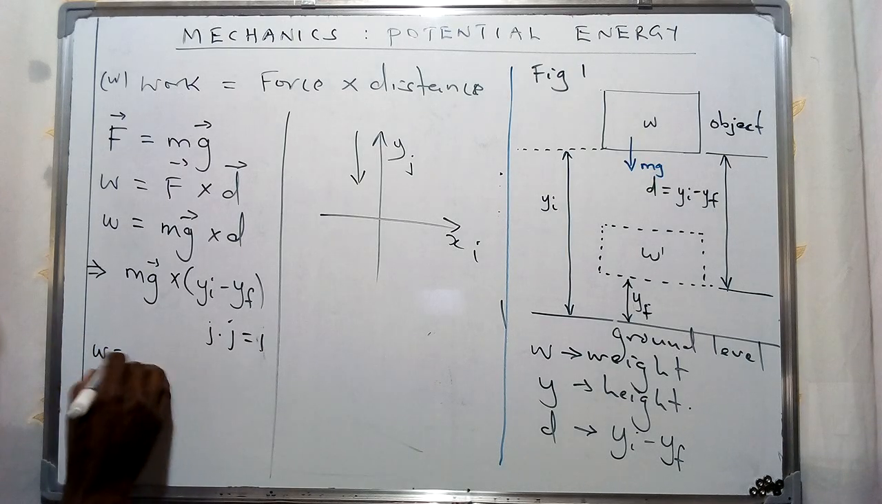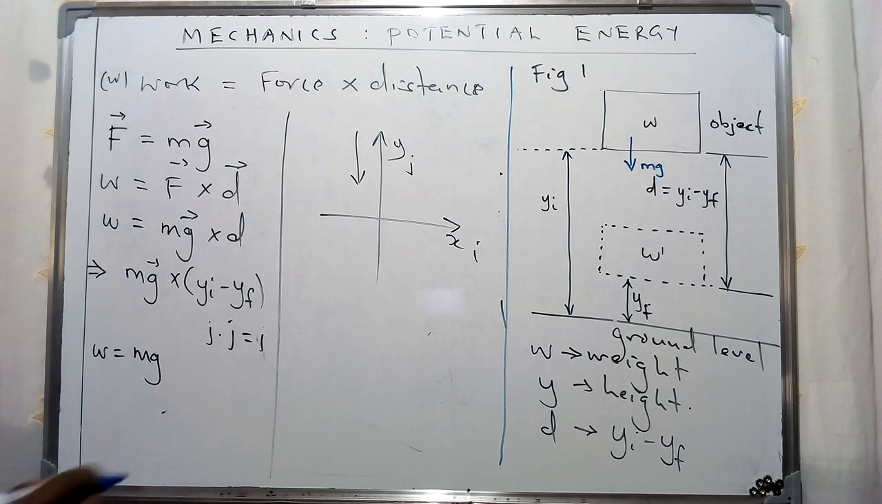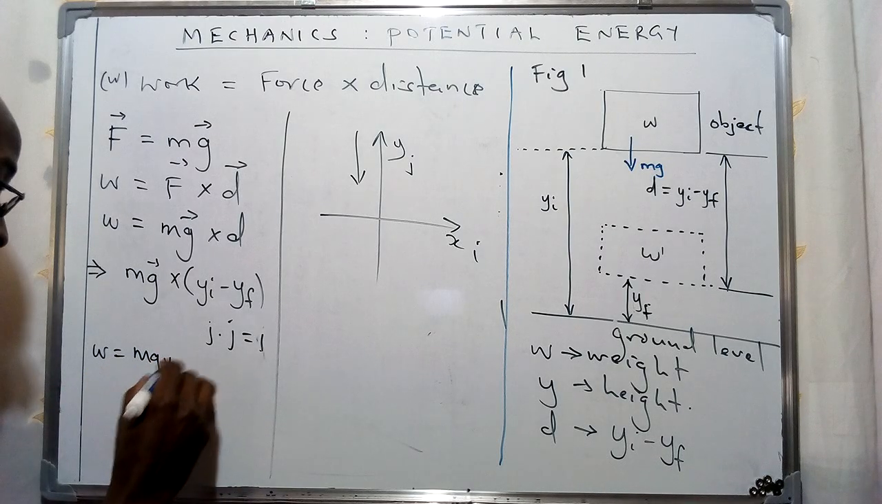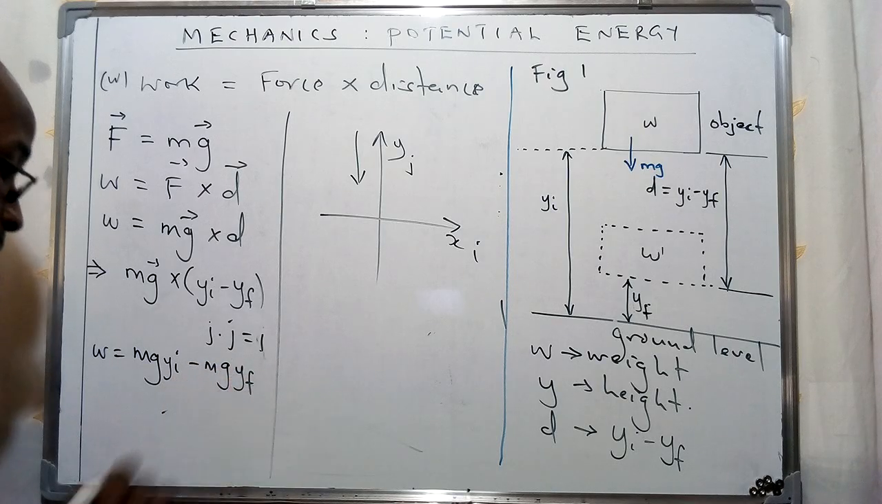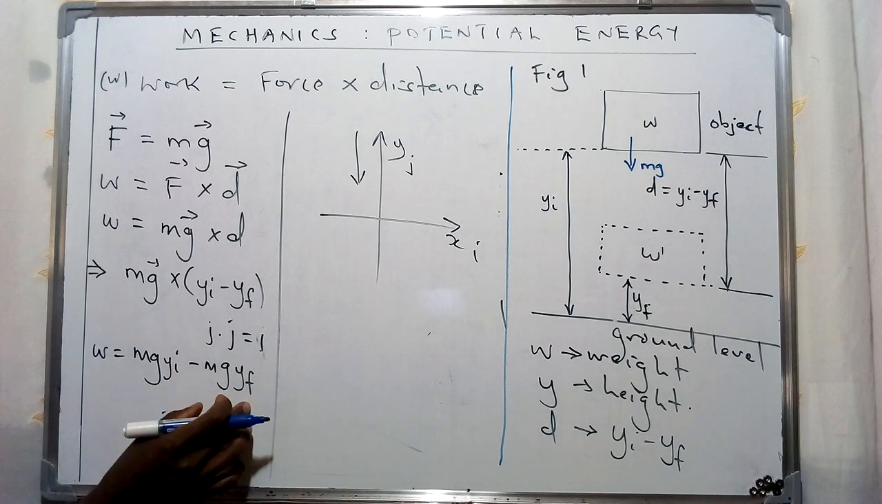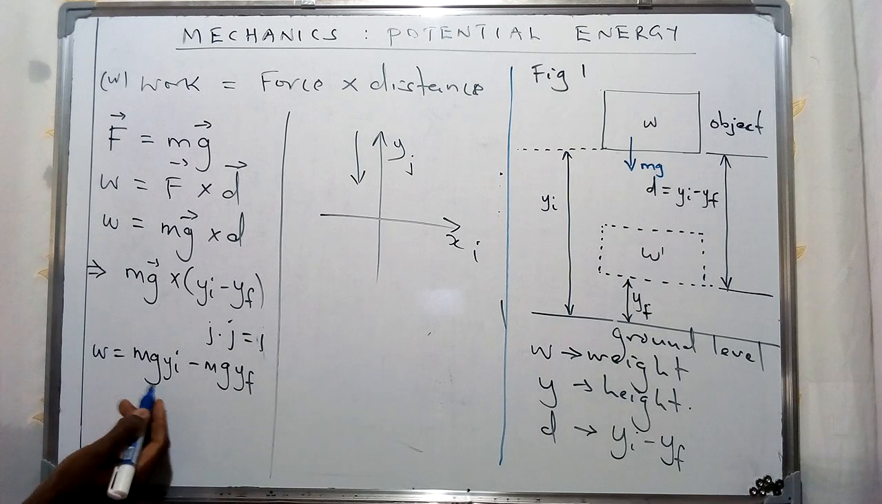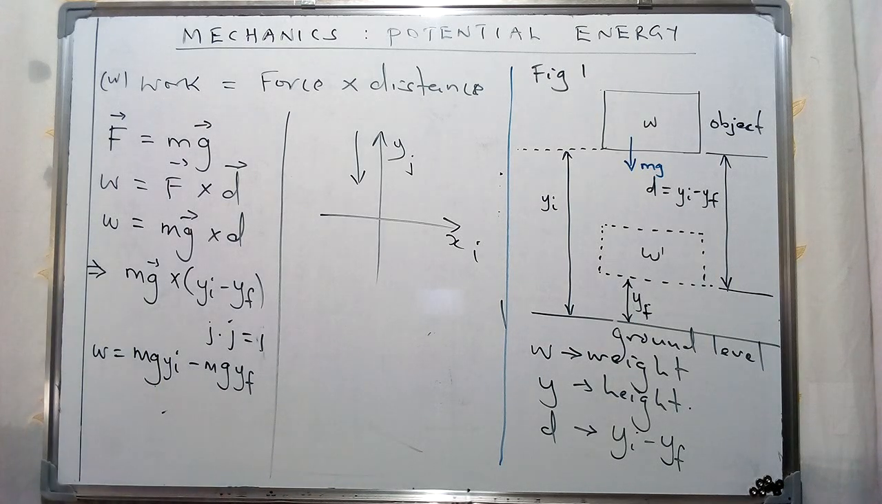Therefore, the work can be given in terms of mg, which is acting in the y direction, times the difference between y initial and y final. As we're going to see, these are going to be constant values.